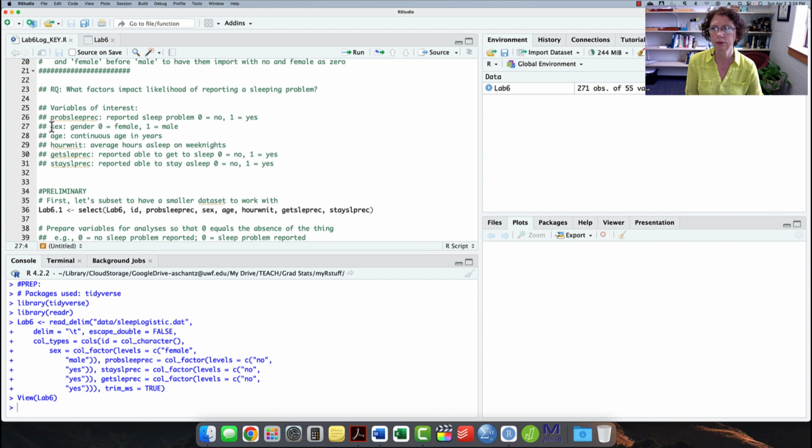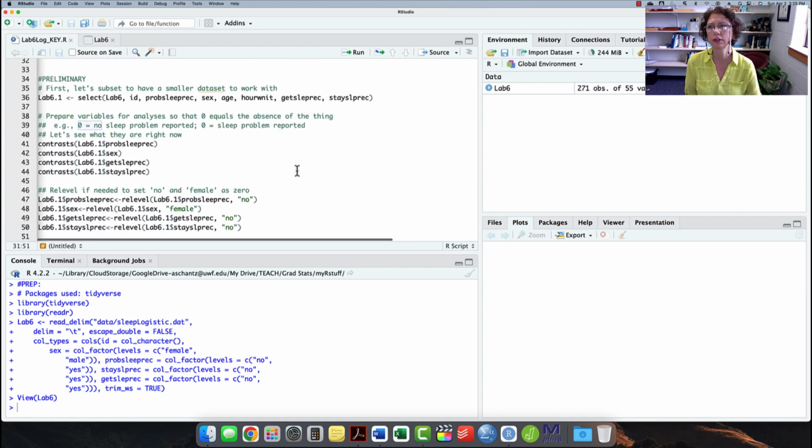Our other variables are gender in the sex variable of 0 coded female and 1 coded male, age, which is continuous, hours, average hours of sleep on weeknights, which is continuous, and then reporting problems, being able to get to sleep, no reported problems, and yes reported problems. Or reported problems being able to stay asleep. Again, 0 is no and 1 is yes.